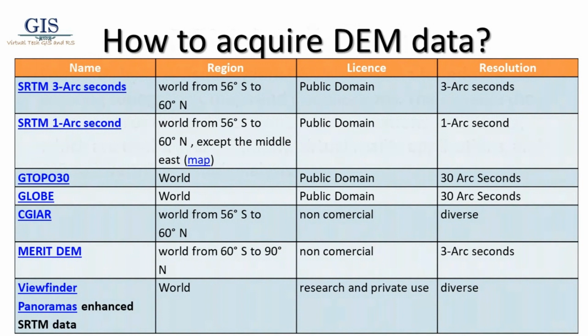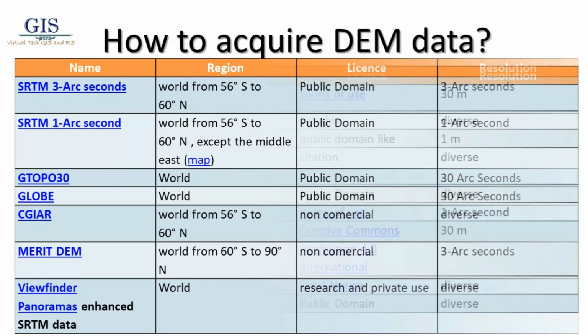RADARSAT Antarctic Mapping Project, dataset covering Antarctica, requiring citation, with diverse resolutions. EU-DEM, dataset covering Europe with specific usage terms, offering a resolution of 1 arcsecond. Europe Digital Terrain Model, dataset covering Europe under the Creative Commons Attribution 4.0 International License, with a resolution of 30 meters. Open Data Portal Europe, dataset covering Europe with a legal notice, featuring diverse resolutions. NED Alaska, public domain dataset covering Alaska with diverse resolutions.